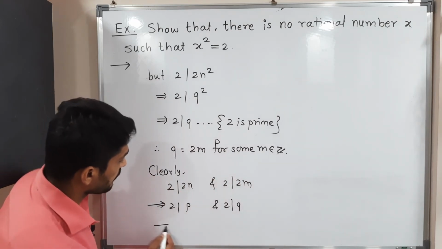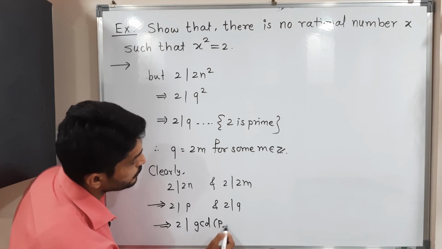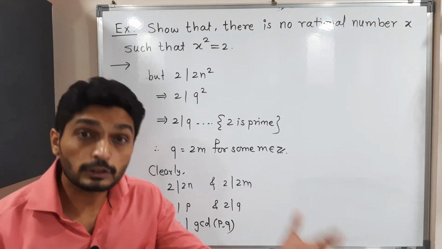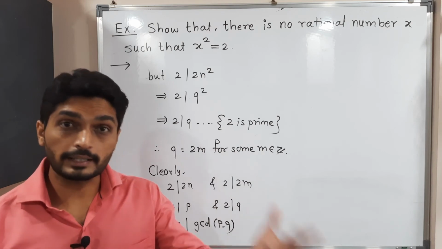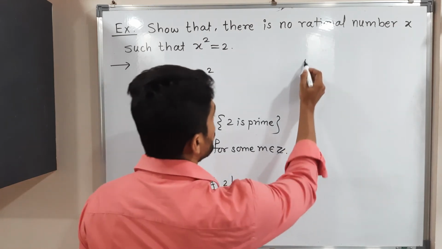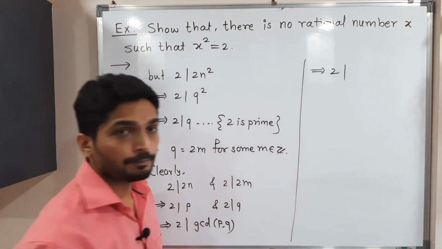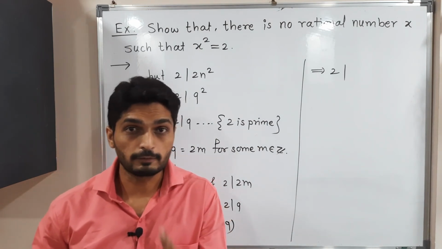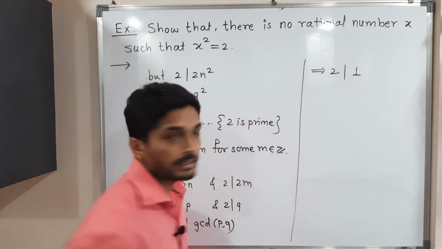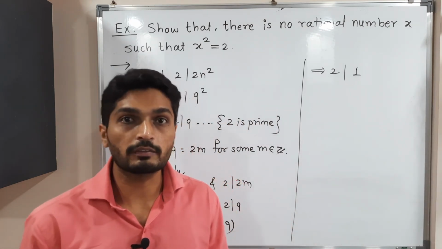So therefore you can write 2 divides GCD of p and q also. GCD means greatest common divisor, and 2 is a common divisor, so 2 divides the GCD also. So 2 divides GCD of p and q. But already we have taken initially, you remember, GCD of p and q is 1. So 2 divides 1. It is not possible. 2 cannot divide 1. 1 can divide 2, but 2 cannot divide 1.